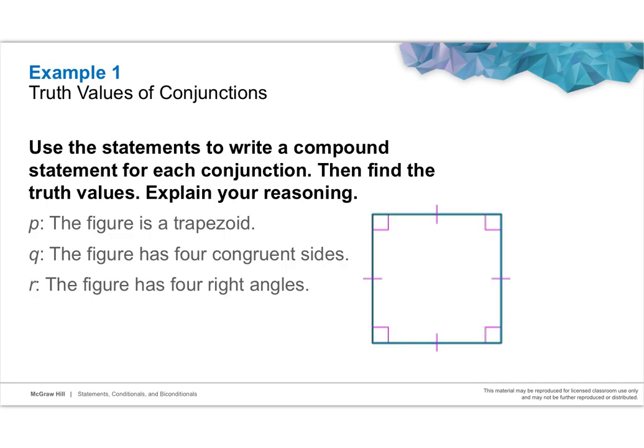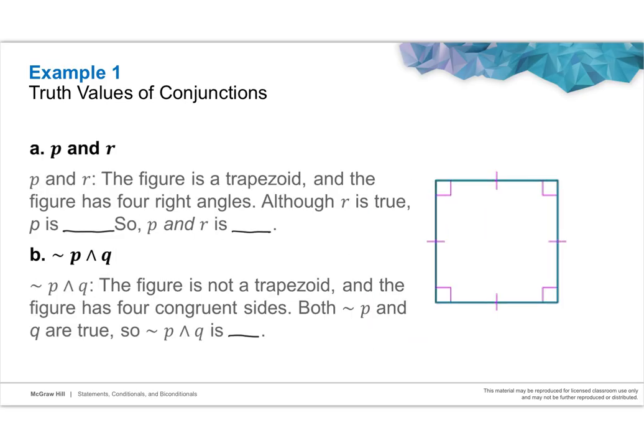So here we are going to join those statements together. The first conjunction that we want here is P and R. P and R means that the statement P, which is the figure is a trapezoid, and the statement R, which is the figure has four right angles. So what is the truth value of that conjunction? The figure is a trapezoid and the figure has four right angles. The second part, R, is true, but P is false. And so P and R is also false.